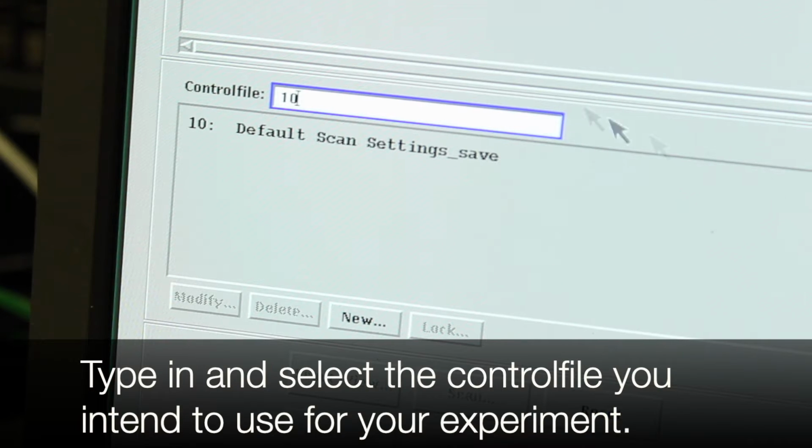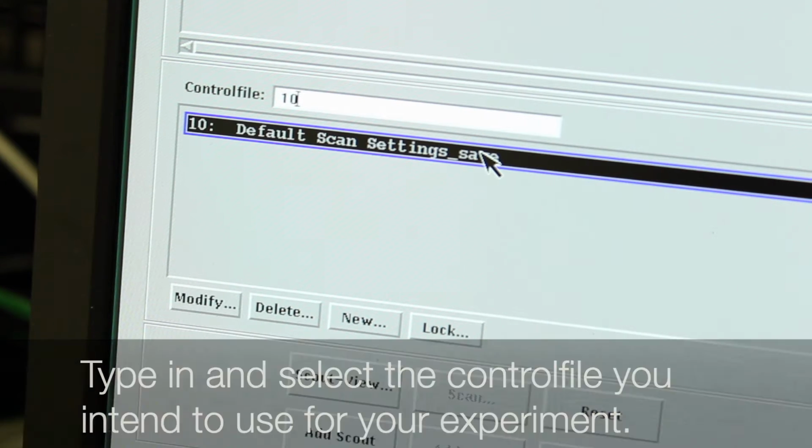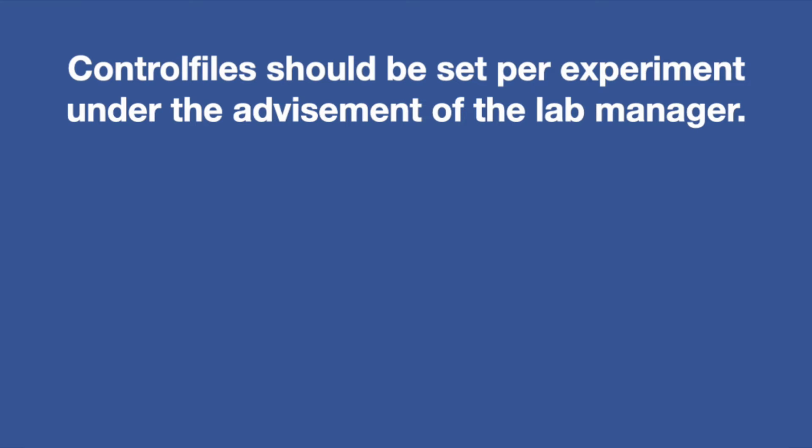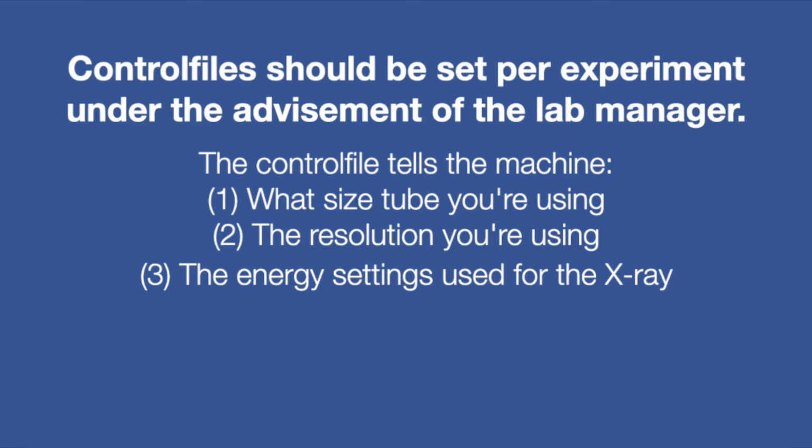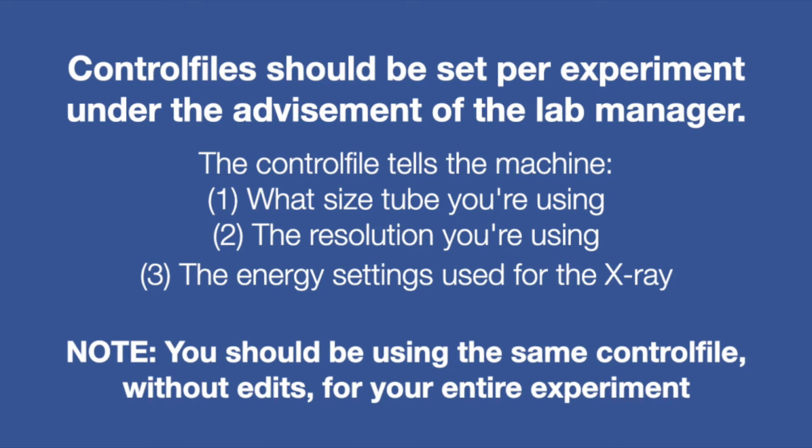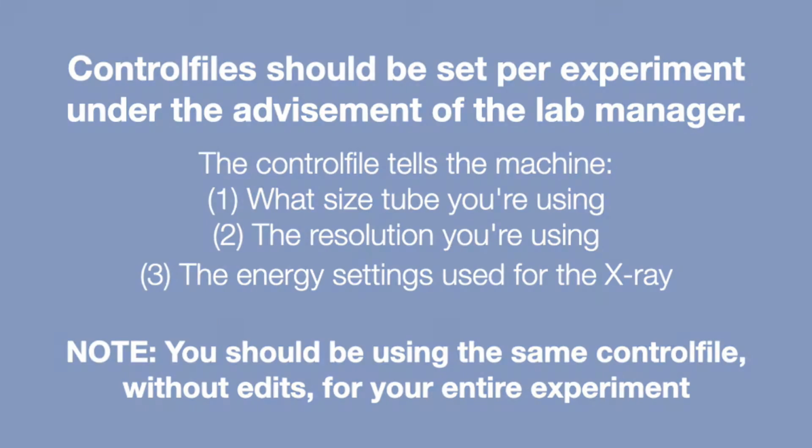Click on the diamond next to the carousel position corresponding to the sample you would like to scan first. Type in and select the control file you intend to use for your experiment. Control files should be set per experiment under the advisement of the lab manager. The control file tells the machine what size tube you're using, the resolution you're using, and finally the energy settings used for the X-ray. Note: you should be using the same control file without edits for your entire experiment.